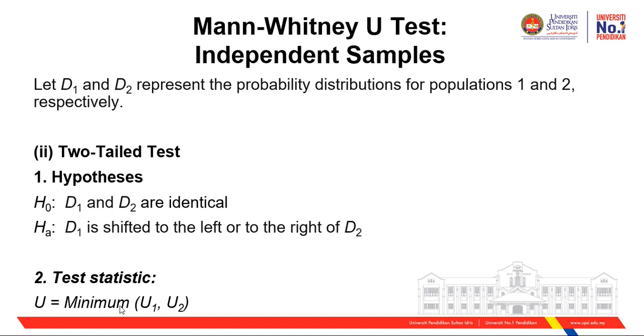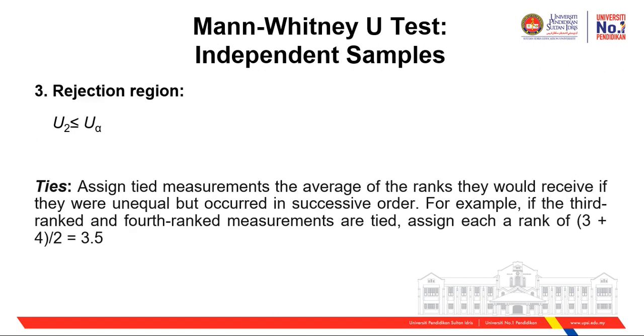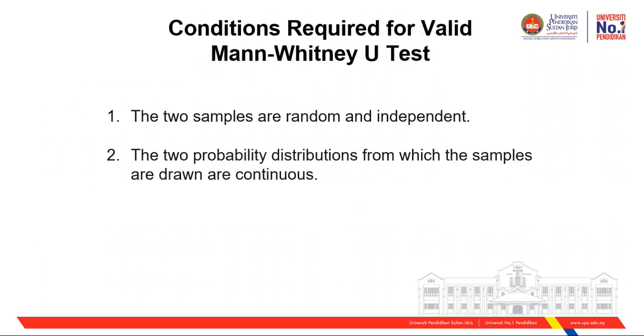Okay, look at the test statistic. This is the one that I mentioned just now: what is U1, what is U2. Use the same formula as in the one tail test. So you take the minimum value between U1 and U2 and you use that as your test statistic. For the rejection region, you compare the U test statistic with U critical from the table.